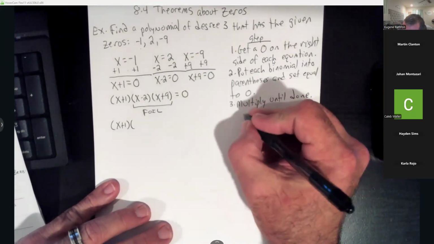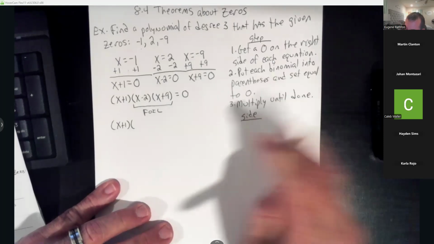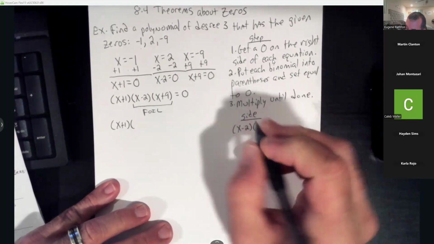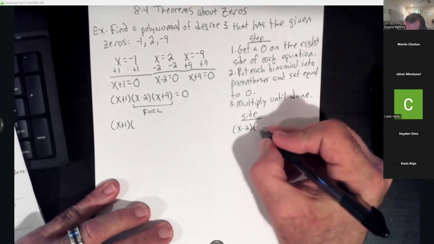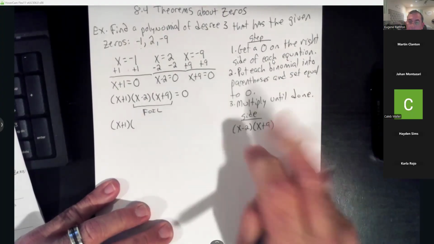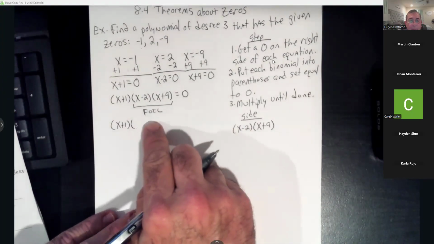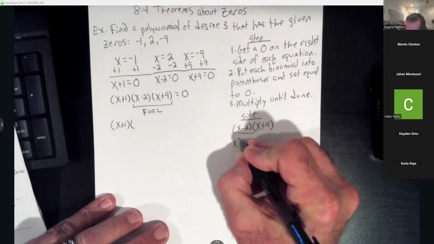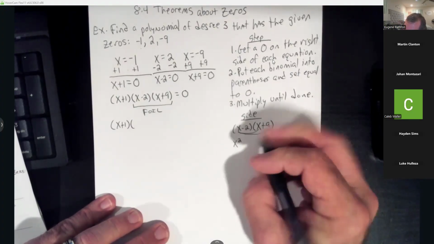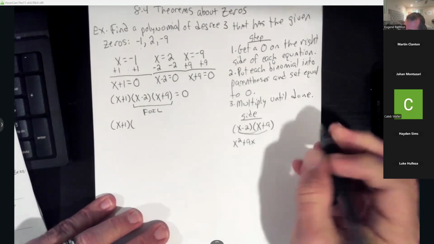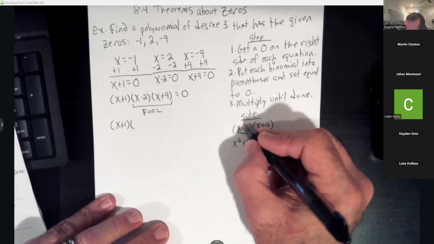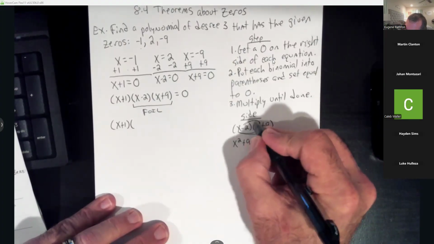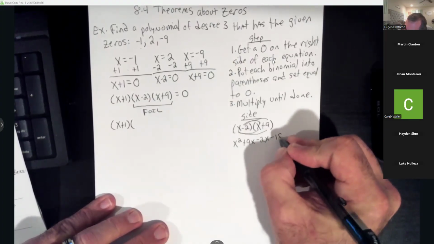So y'all, let's do that on the side here. So I'm going to multiply the x minus 2 times the x plus 9. So once we FOIL this, we're going to put our answer into parentheses, okay? All right, y'all. X times x is x squared. X times 9 is 9x. Now we're going to distribute that negative 2. So negative 2 times x is negative 2x. Negative 2 times 9 is negative 18.